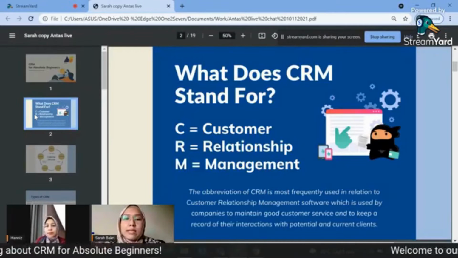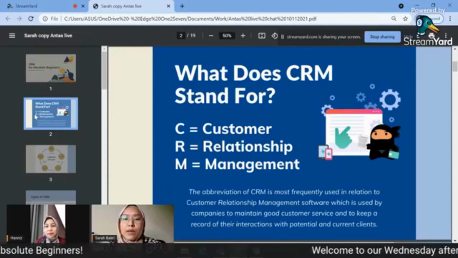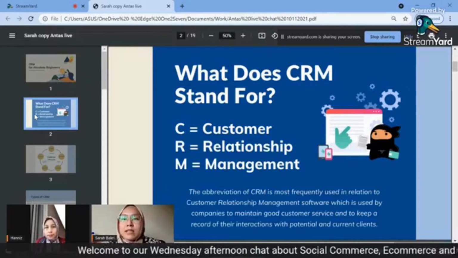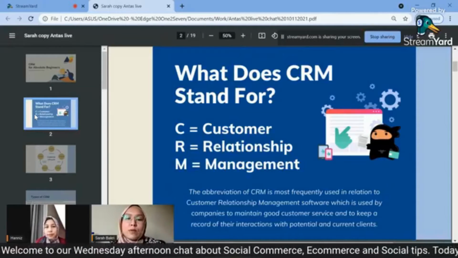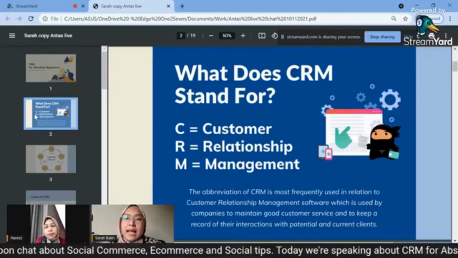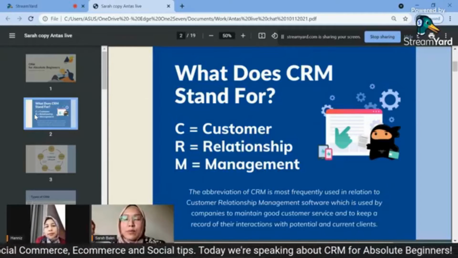Now, using all this data, the CRM software would prioritize your leads so you can meet your customers where they are. And the ultimate goal of a CRM software is number one, to attract new customers, and number two, to keep the ones that you have happy.